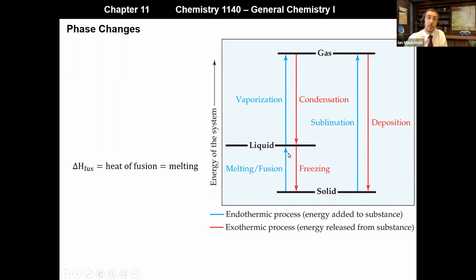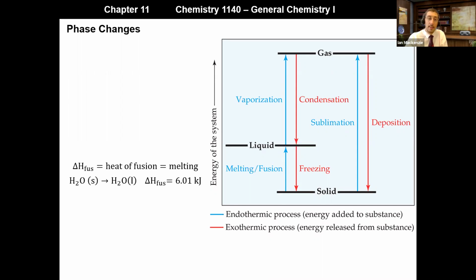Now, the lines shown in blue indicate endothermic processes. Those are ones that require heat or energy added to the system. And red are shown as exothermic processes, or ones that would give off heat or energy. Now, for water specifically, we can look at melting and say that the delta H of fusion, or the heat of fusion, is 6.01 kilojoules.